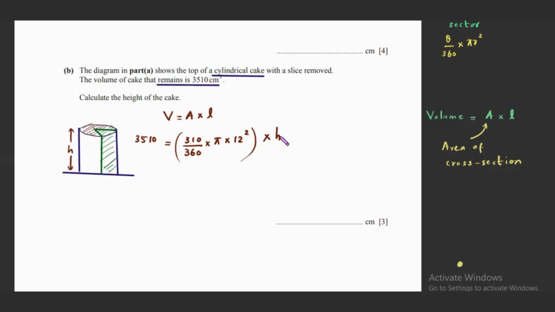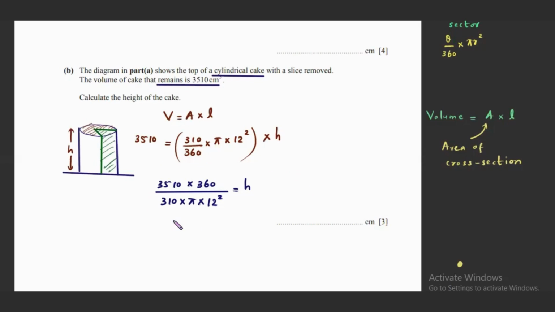Now I need to isolate H to find its value. So to do that, I need to bring all the terms that I have on the right side of the equation to the left side and isolate H. So I have 3,510 here. The 360 is being divided, so when I take it to the other side, it gets multiplied. Then I have this 310, pi and 12 squared. They are all being multiplied. When I take it to this side, it will get divided. So it will be divided by 310 times pi times 12 squared. This will give us the value of H.